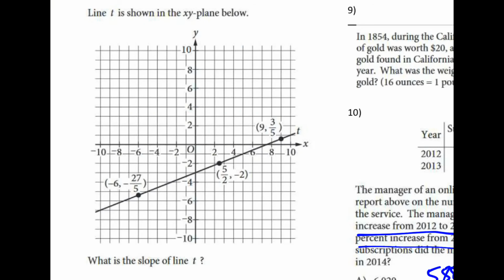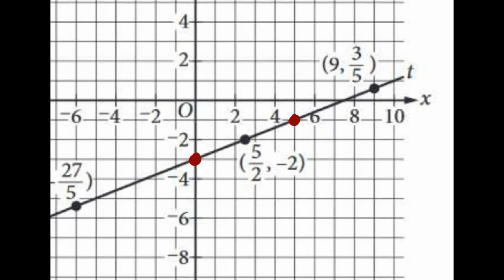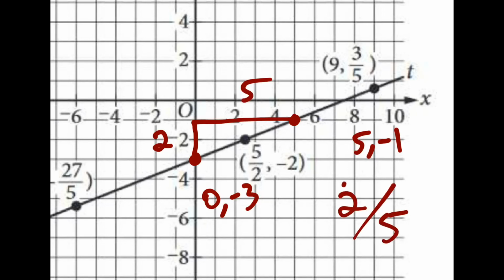Number 7 asks about slope. I'm going to choose these 2 points here because they clearly cross specific points, and I don't have to deal with any fractions. So this gives me 0, negative 3, and 5, negative 1. I could certainly use the slope formula here, or if I consider rise over run, I'm going up 2 and over 5. So my slope is just 2/5. Done.